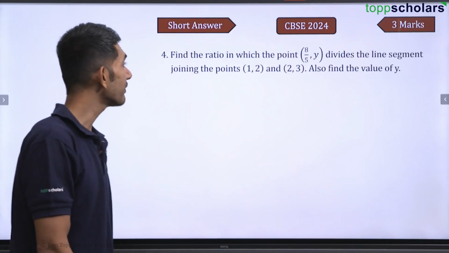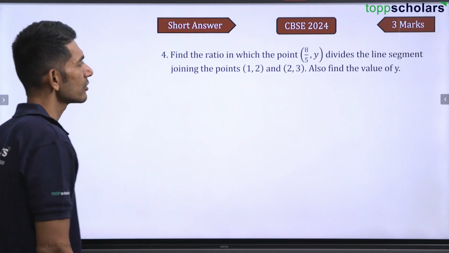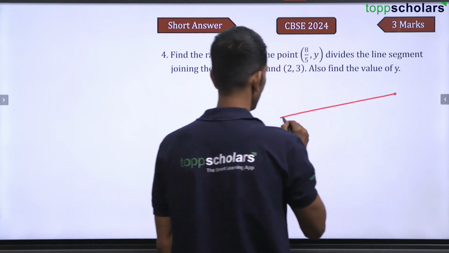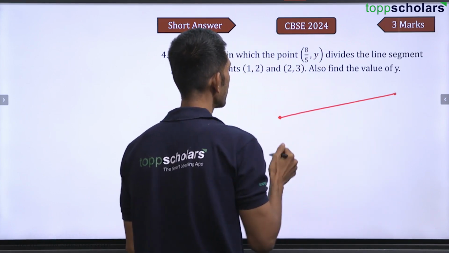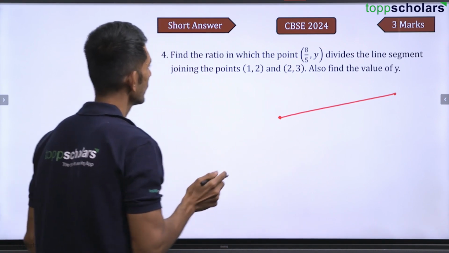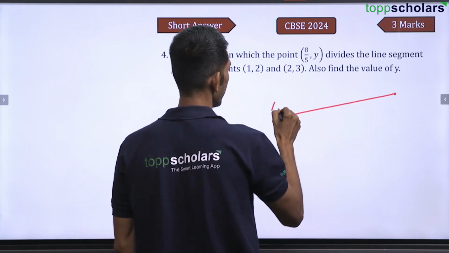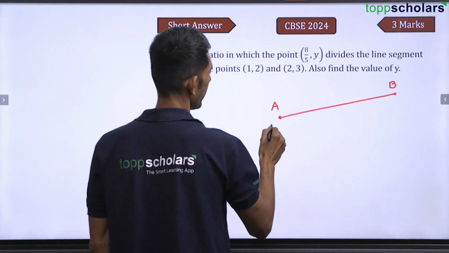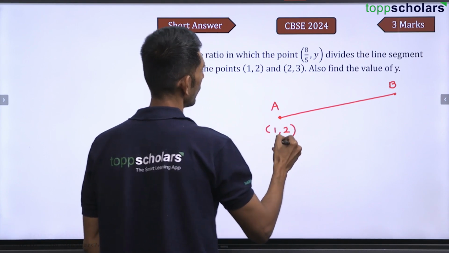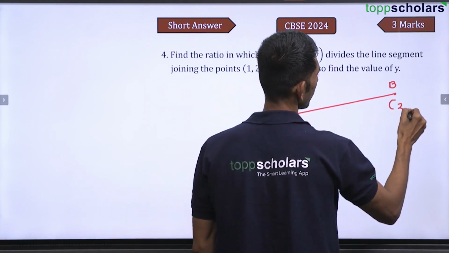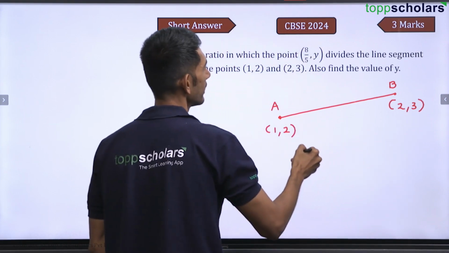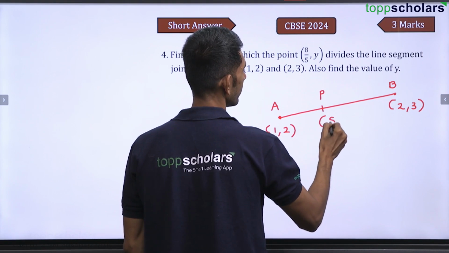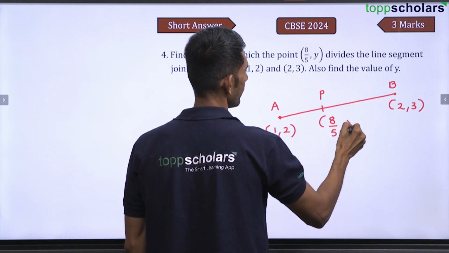The next question says find the ratio in which the point, okay, the question is based on ratio again. So we know how to solve this, isn't it? Now there are 2 points. Suppose this is point A. Suppose this is point B. Right? This point A is 1, 2. This point B is 2, 3. And there is a point, say for example point P, whose coordinates are 8 by 5, y.